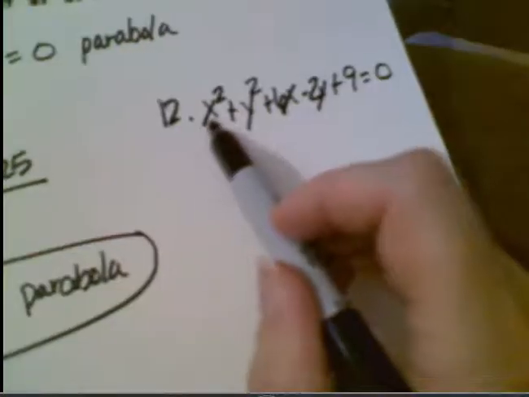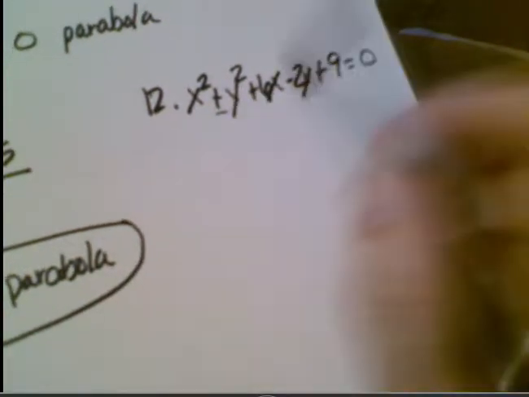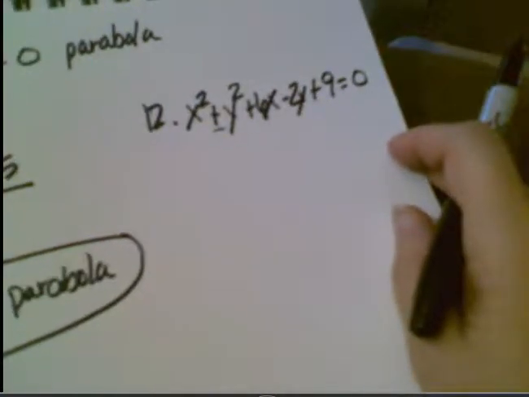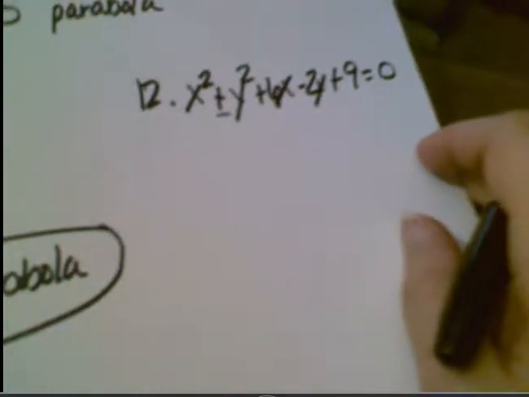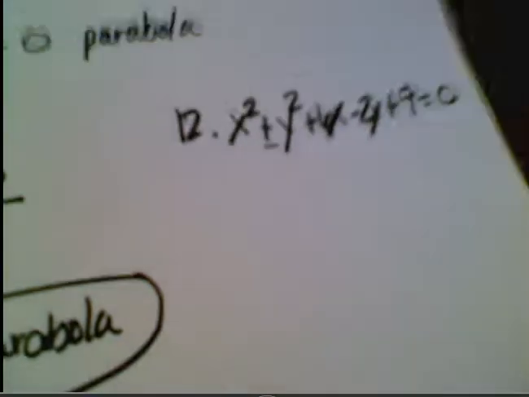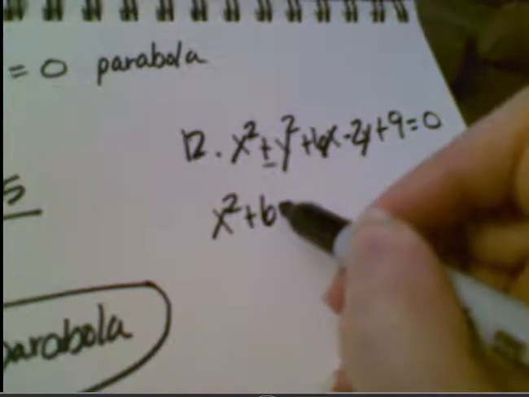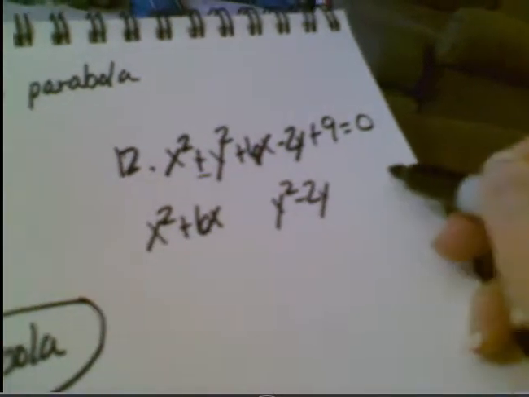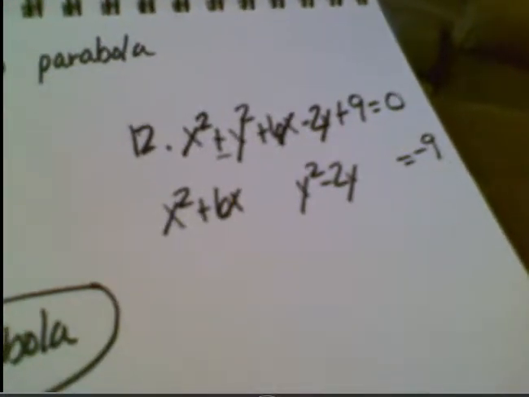So I know right here, most likely, because this is a positive y squared, it's going to be a circle or an ellipse. I'm not 100% sure, but I know it's going to be one of those because it's not a minus sign. So I'm going to regroup my terms so that all my x's are together and all my y's are together. So I have x squared plus 6x, I'm going to leave a space, y squared minus 2y, and I'm going to move this 9 over to the other side, equals negative 9.